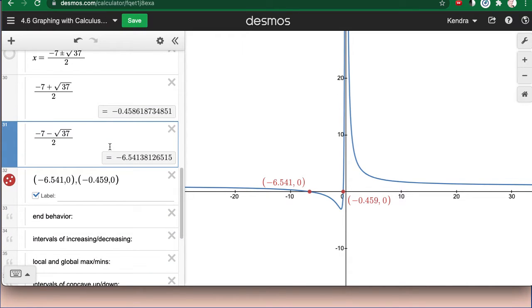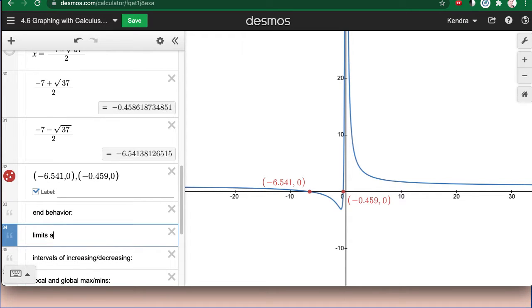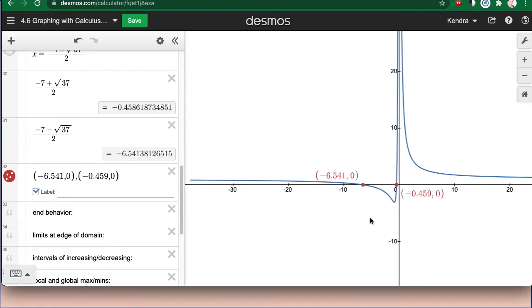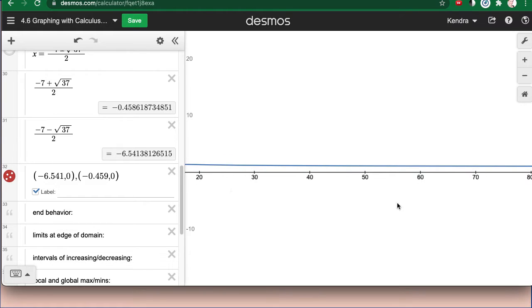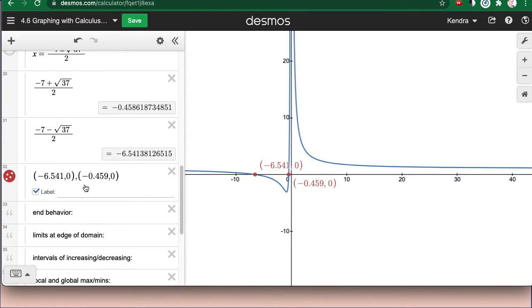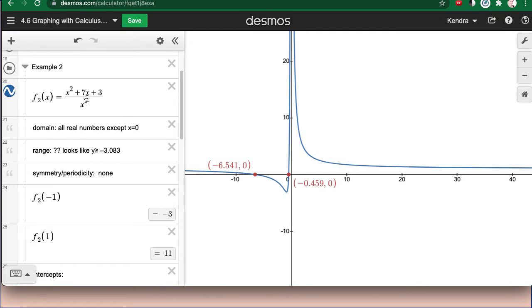All right, end behavior. So limits at infinity, and also behavior at limits at the edge of the domain. Okay, so the limits at infinity, it looks very much like it is approaching some actual number that looks like not 0. And we can go back here. What is the function again? It is a rational function.